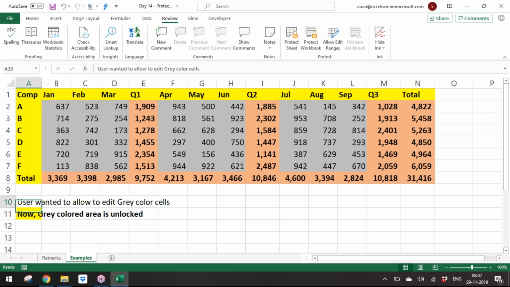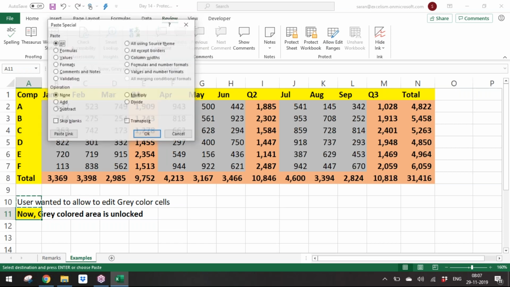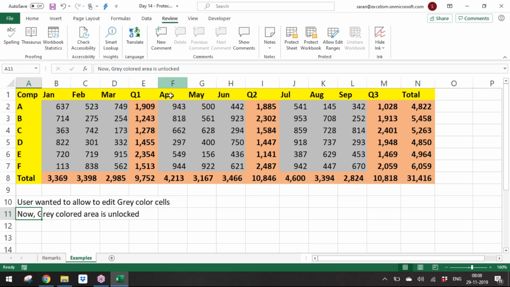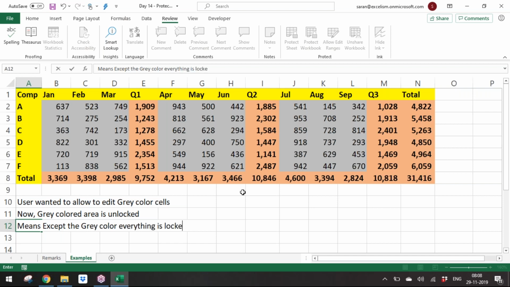Okay, what is the meaning of it? Only locked cells can be protected, as I said. Yes or no? Yes. Now, what are the locked cells out of this entire sheet? Except this gray color area, everything is locked. Okay, now let's go and apply the protection.